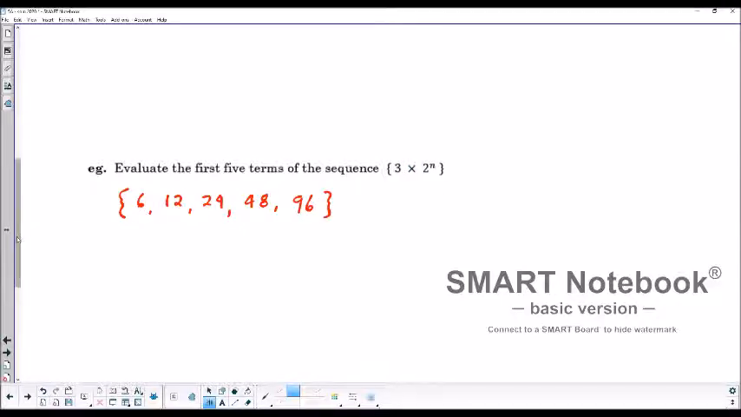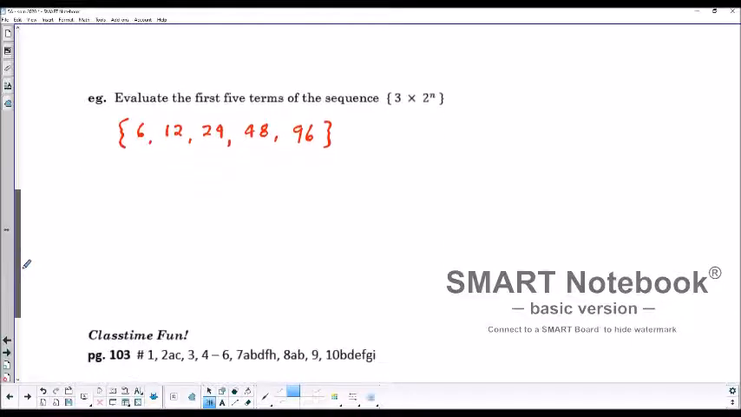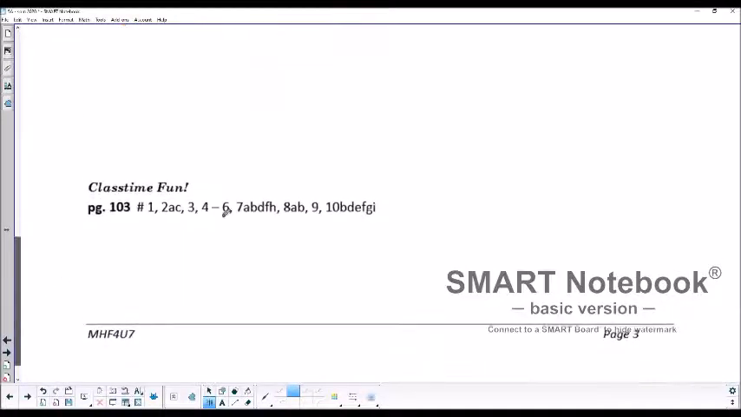Okay. So that's the end of lesson 5A. And I don't really like giving homework, so I give you class time fun. When there's a little bit of time left in class, I'd like you to go through some of this work. All these questions have been chosen for you specifically to test different skills. So when you're going through these, do as many as you can, or as many as you need to feel confident in the material.